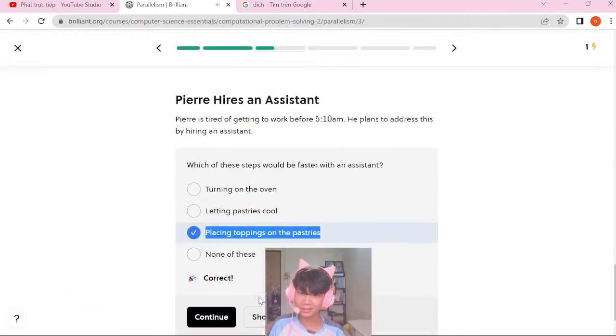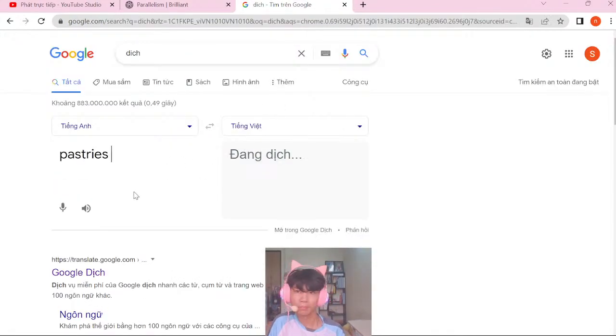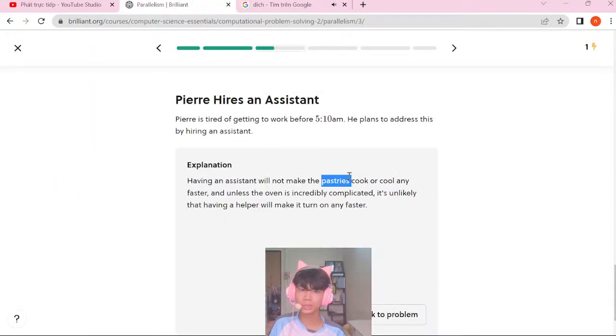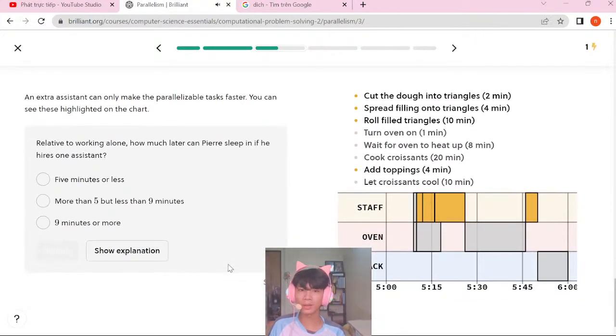What the heck is this? Are you kidding me? Having an assistant will not make the pastries cook or cool any faster unless the oven is incredibly complicated. It's unlikely that having a helper will make it turn on faster. It's a silly problem here.